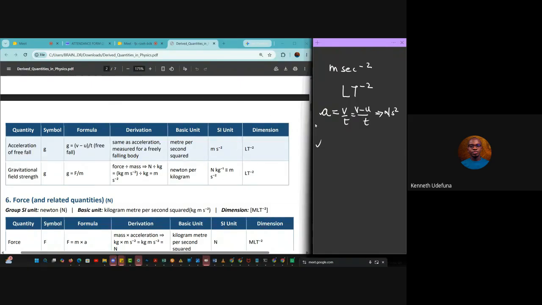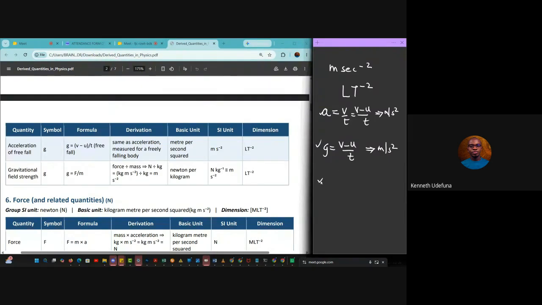This G is known as acceleration due to gravity. Acceleration due to gravity is the same thing as V minus U all over T. You still have the same unit, meter per second squared. Then another one that has the same unit is what?